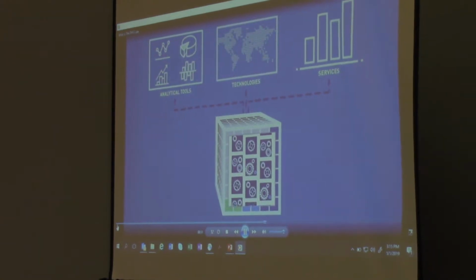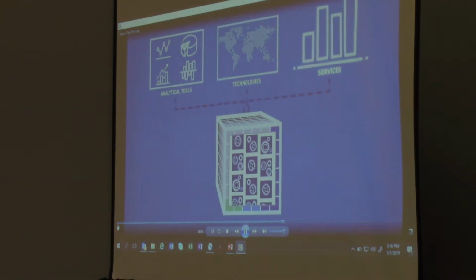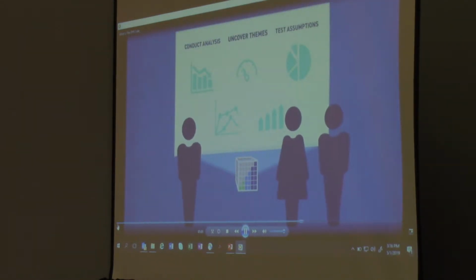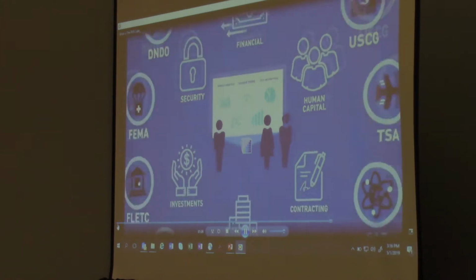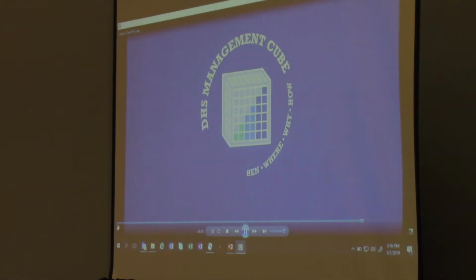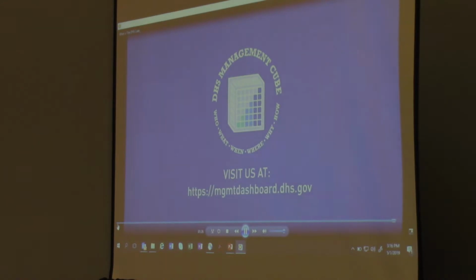The Cube delivers critical information to users through an array of analytical tools, technologies, and services. The Cube helps you conduct advanced analysis, uncover themes, and test assumptions against enterprise data sets that are critical for you to make informed business decisions. With the help of the Cube, you can do what matters most: advanced mission support functions for DHS. The DHS Cube, turning data into information and information into business insight. Learn exactly how the Cube can work for you by visiting mgmt-dashboard.dhs.gov today.